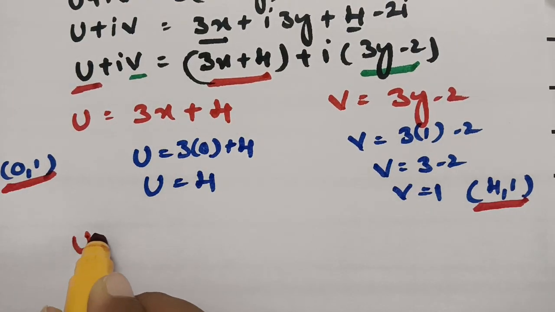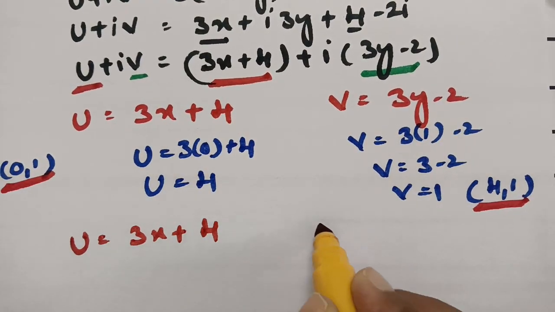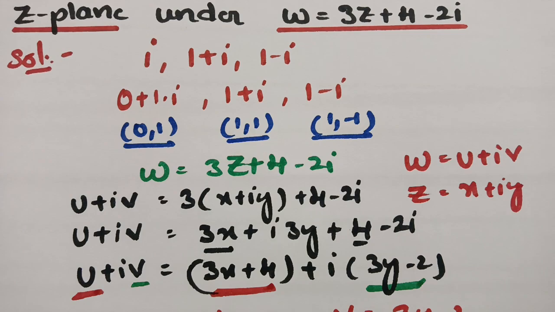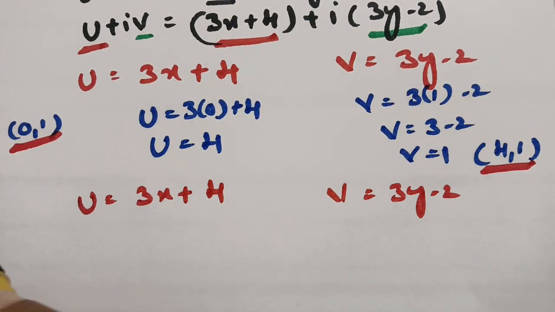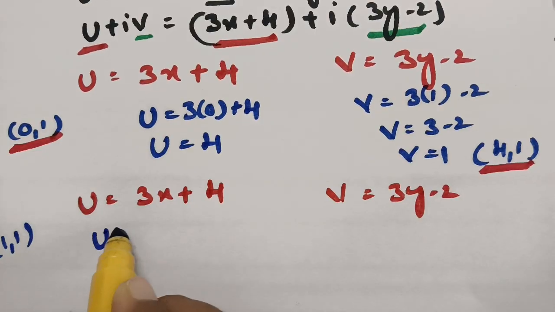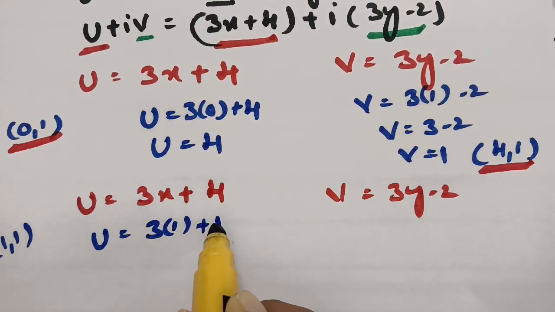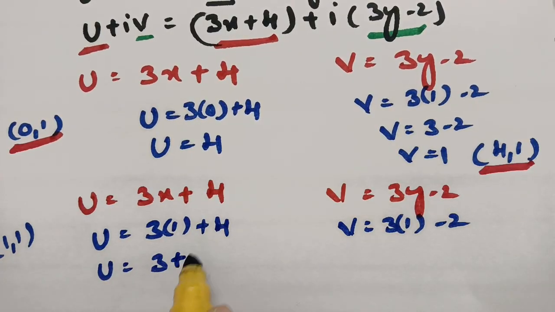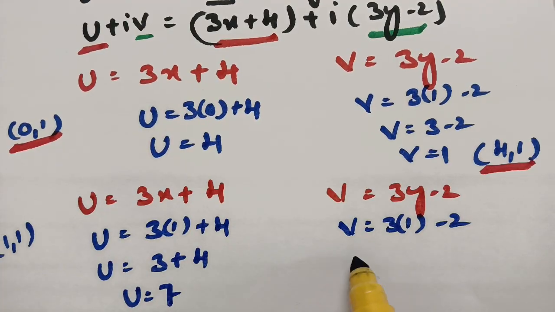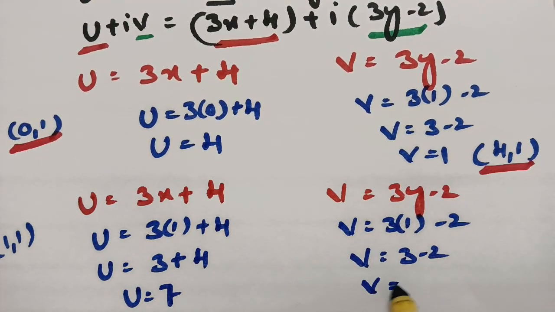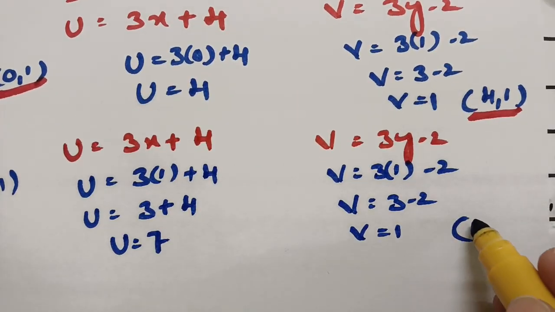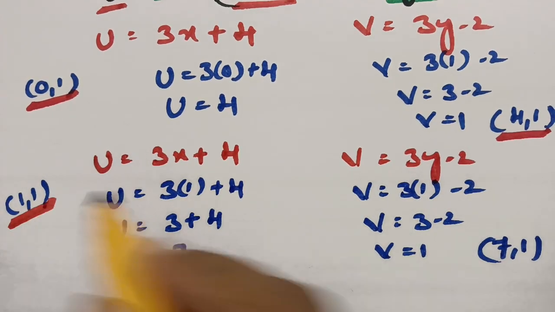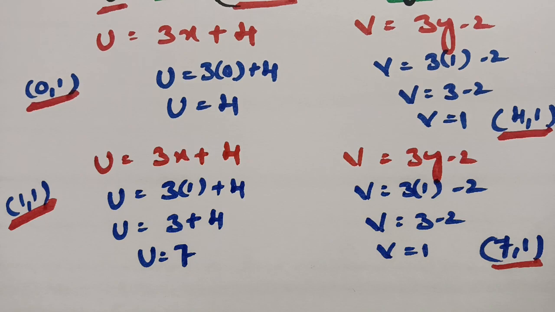Again u is equal to 3x plus 4 and v is equal to 3y minus 2. The second vertex is (1, 1). If I substitute x as 1 and y as 1, then u will become 3 plus 4, which is equal to 7, and v is going to become 3 minus 2, which is equal to 1. So the vertex is transformed to (7, 1). So in the Z plane we have (1, 1), which is transformed to (7, 1) in the W plane.